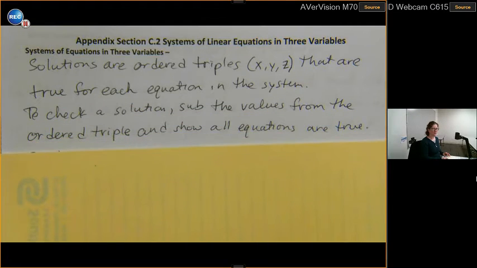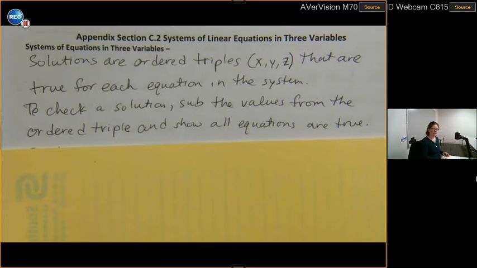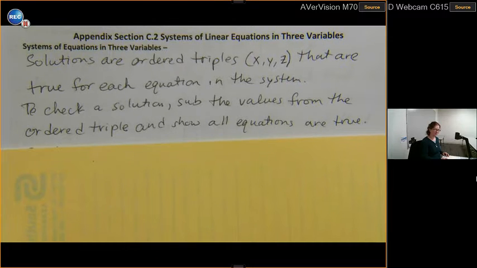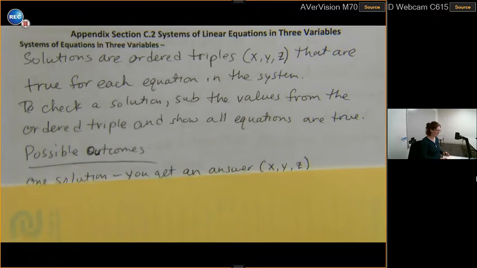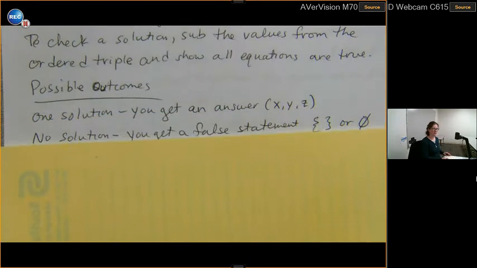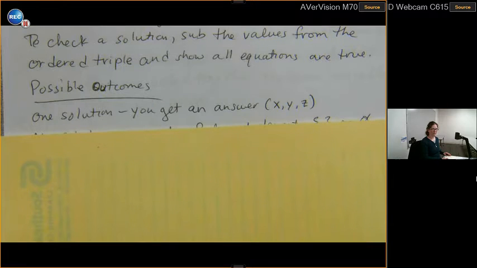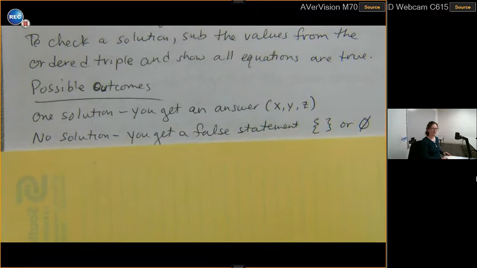To check a solution, we're going to substitute the values from the ordered triple and show that all of the equations are true. When we go about solving a problem on our own, we're going to come up with one of 3 possible outcomes, just like when we had a system with 2 variables. We could have one solution, which means you just get an answer, an x, y, z ordered triple. You could have no solution.